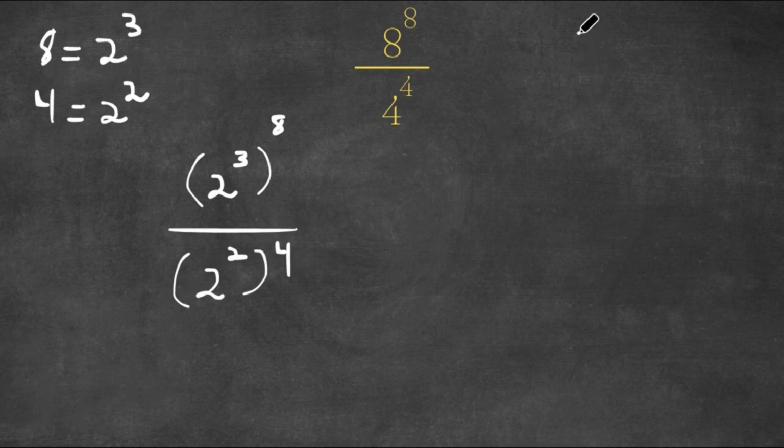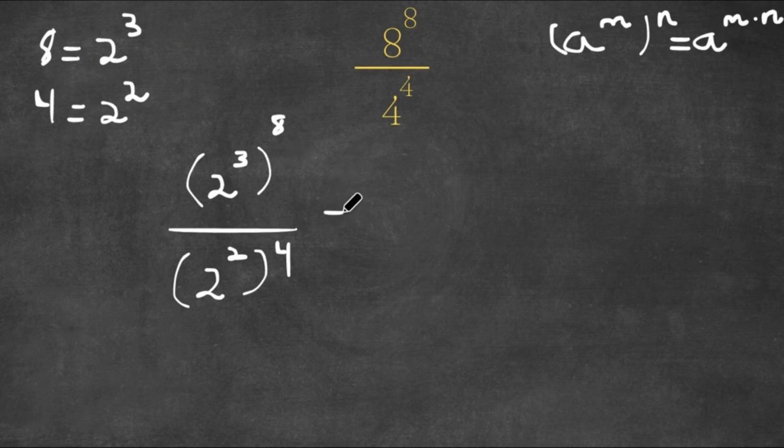Now, if we have something in the form a to the power of m to the power of n, this is actually equal to a to the power of m times n. So first off, we have 2 to the power of 3 to the power of 8. This would be 2 to the power of 3 times 8. We have this over 2 to the power of 2 to the power of 4. This would be 2 to the power of 2 times 4.